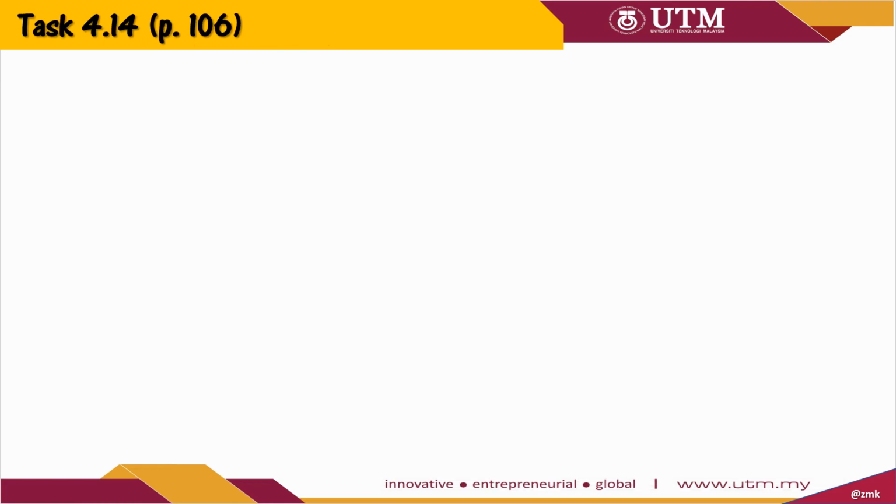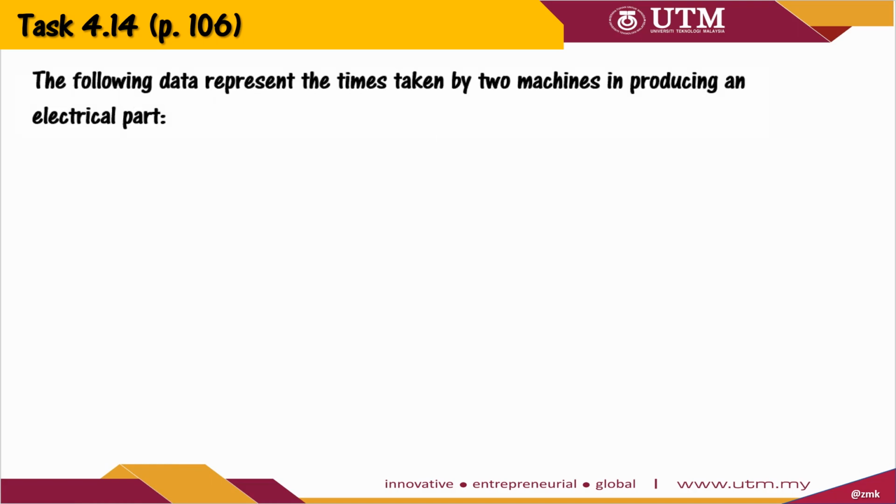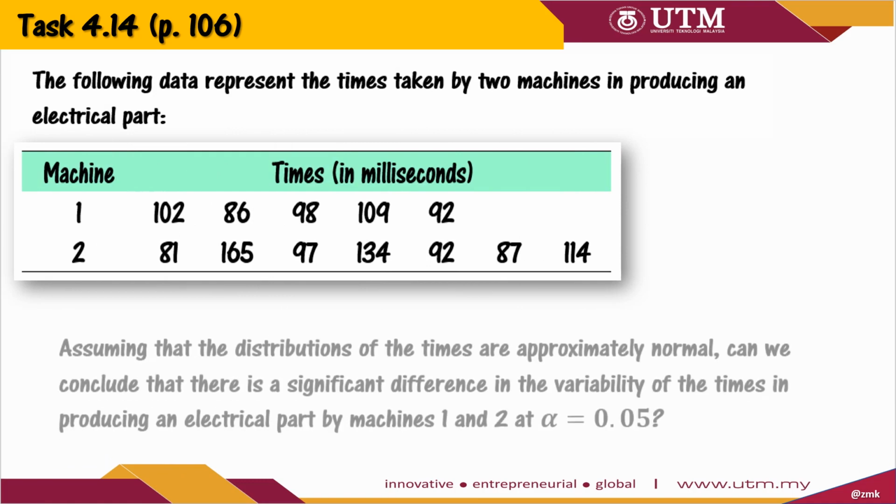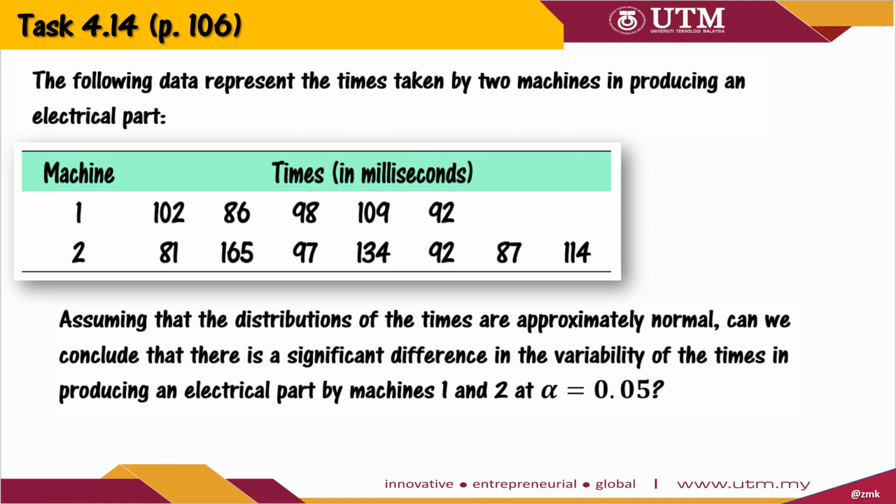Let us now look at an example on task 4.14 in the Statistics for Engineers textbook, page 106. The following data represent the times taken by two machines in producing an electrical part, where the times are in milliseconds. Assuming that the distributions of the times are approximately normal, can we conclude that there is a significant difference in the variability of the times in producing an electrical part by machines 1 and 2 at alpha equal to 0.05?